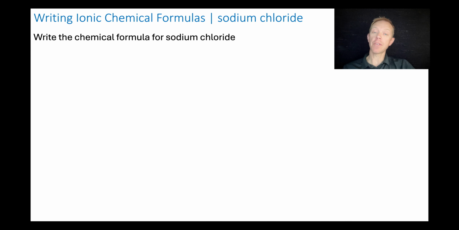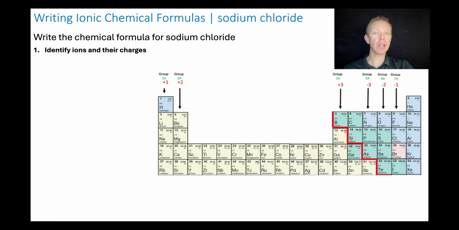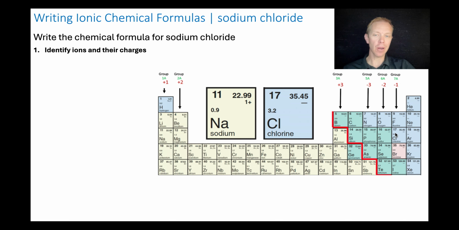To write the chemical formula for sodium chloride, we first need to identify the ions and their charges. To do this, we'll take a look at the periodic table and locate each species. Sodium is found right here, and chlorine is found right here. We then have to identify the ions.